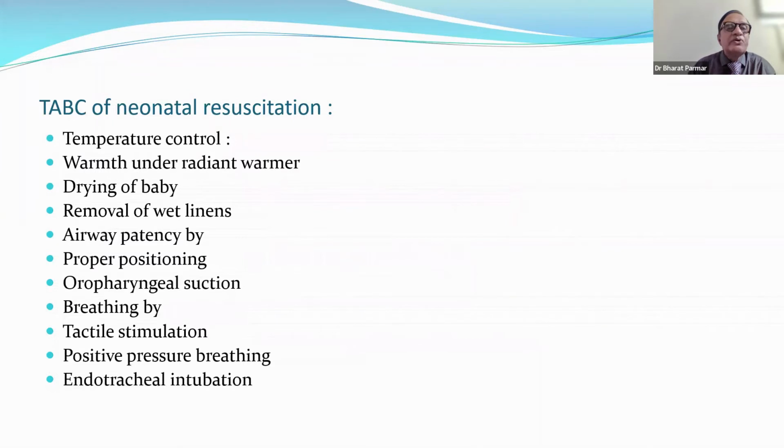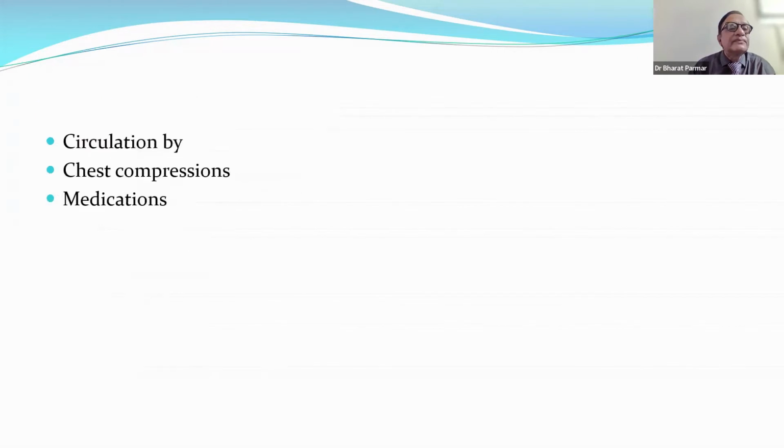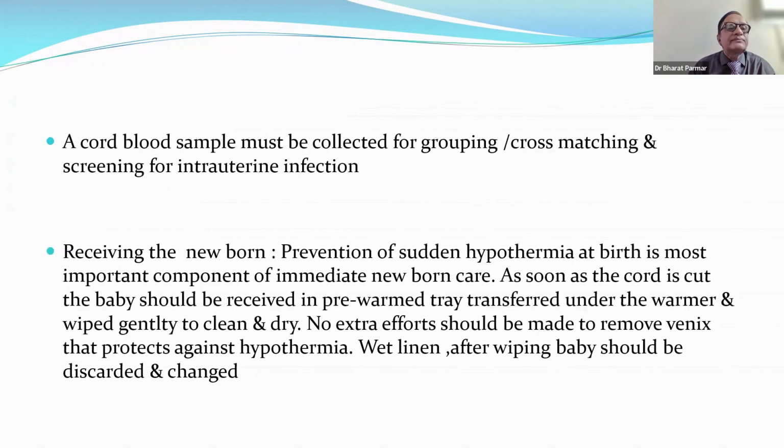So TABC of neonatal resuscitation: first there is temperature control, warm under a radiant warmer, drying of the baby, removal of wet linen. Airway patency by proper positioning, oropharyngeal suction. Breathing by tactile stimulation, positive pressure breathing, and endotracheal intubation. Circulation by chest compression and medication. A cord blood sample must be collected for grouping and cross-matching and screening for intrauterine infection.